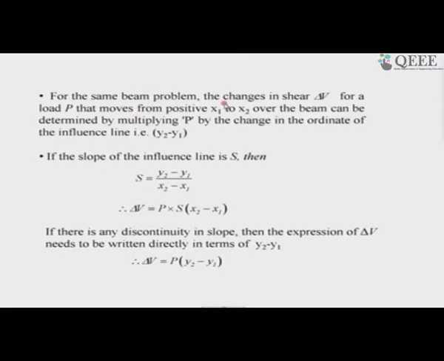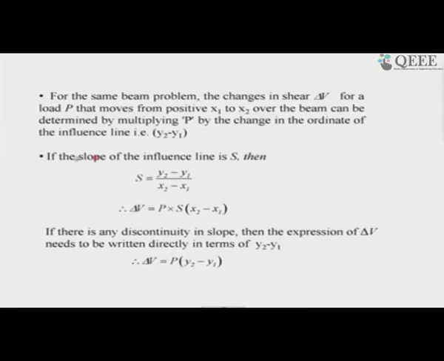So, that means the change in the shear, instead of the shear itself, I can determine by the change in the ordinate multiplied by P. That is obvious. So, P into y2 minus P into y1, that is the change in the ordinate, and that is the change in the shear. Now, if we relate, the slope of the influence line indicates the change in the shear.